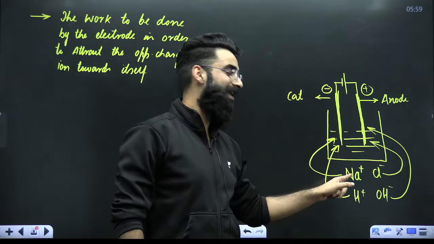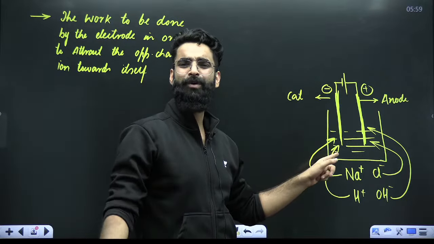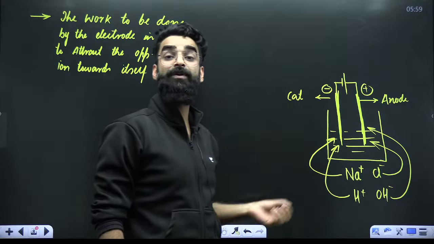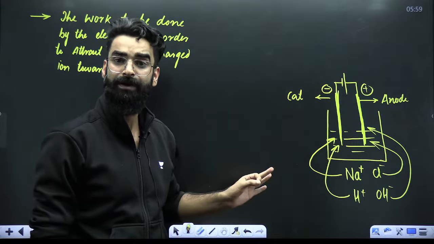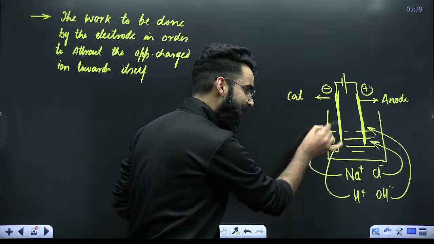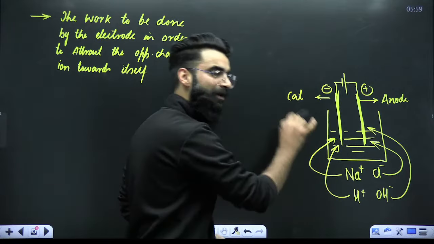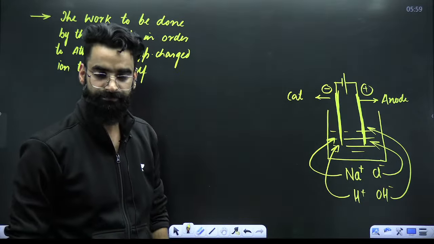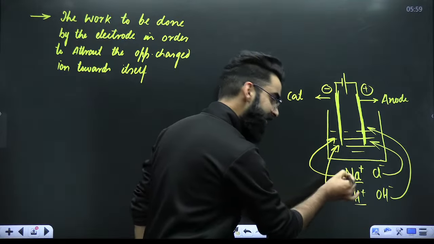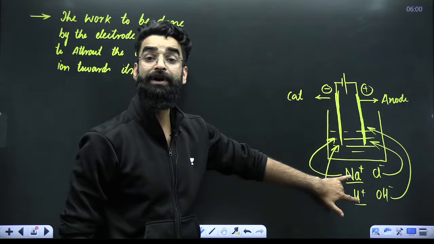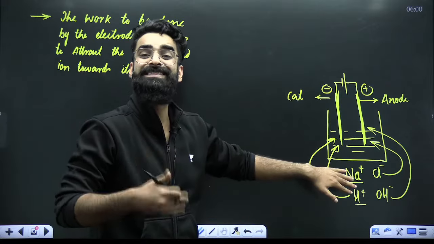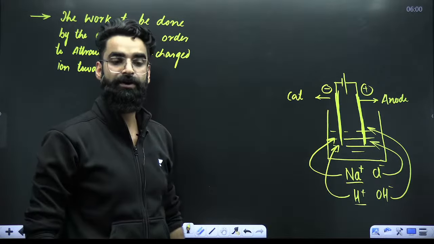So when this electrode attracts Na positive towards itself, the electrode is performing some work. It's attracting H positive towards itself too, performing some work, right? So wherever the amount of work to be done by the electrode is less, I'll say that particular ion has the lesser discharge potential. Among these two cations, the one which has lower discharge potential, the one for which the electrode has to perform a lesser amount of work to attract it, will undergo reduction.